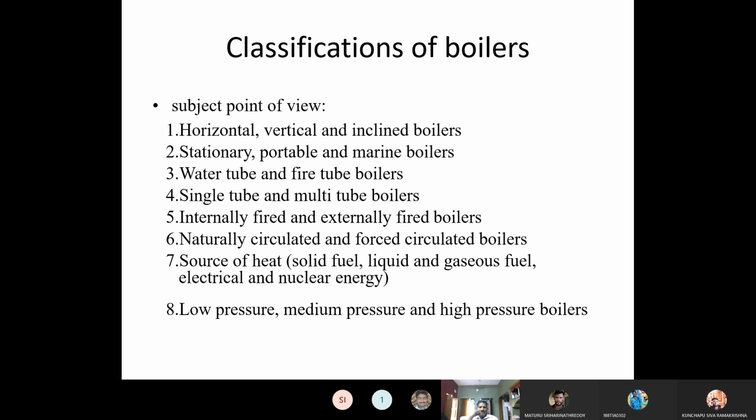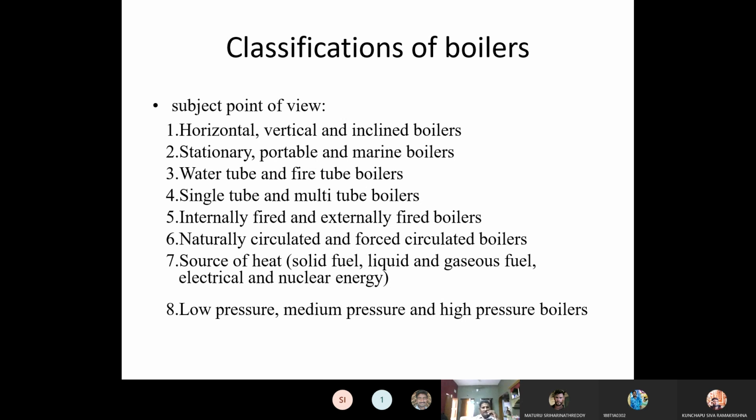According to its usage, these are called stationary boilers, portable boilers, and marine boilers. Stationary boilers are big boilers. We cannot move them here and there once they are commissioned into service.